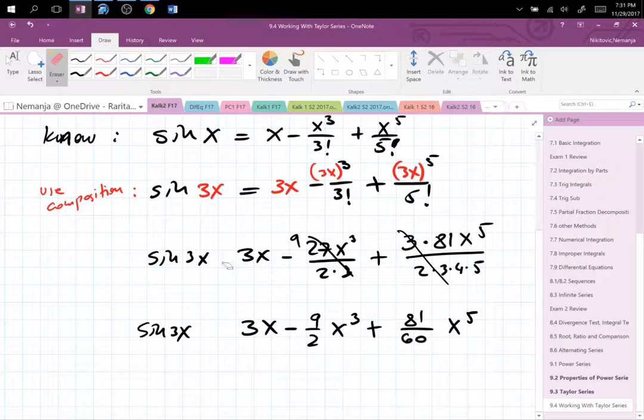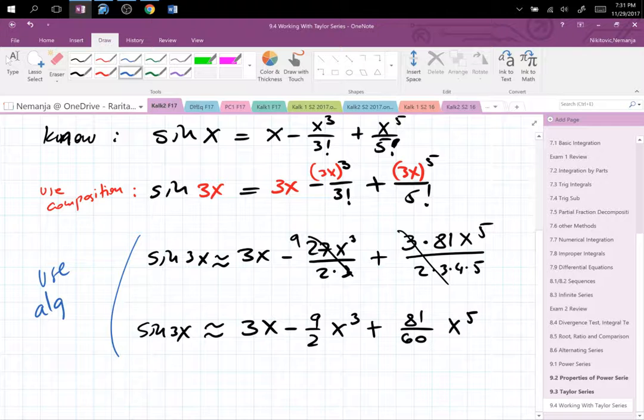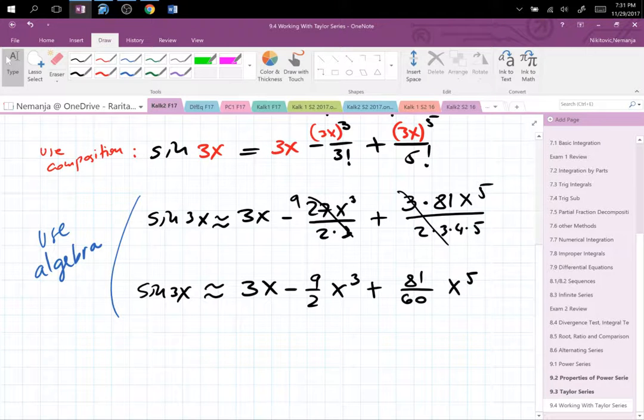They should say approximate, not equal. Use algebra. So that's what we have. And now you can integrate this.